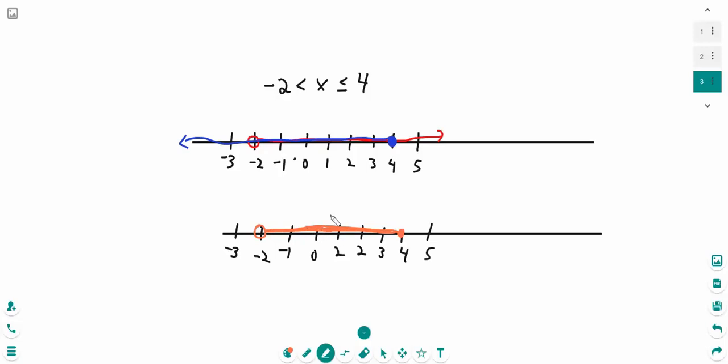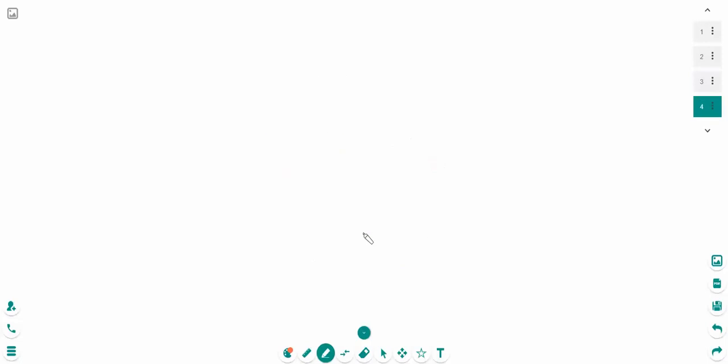All right? So hopefully you see how that works. This one we had an example of a hollow circle on one side and a solid dot on the other, and that's because of this less than or equal. All right, very good. Let's try maybe one more here.